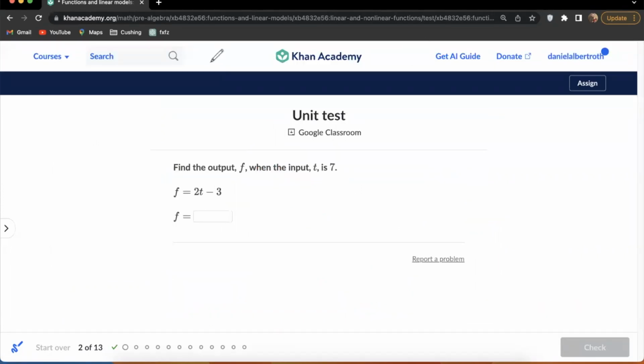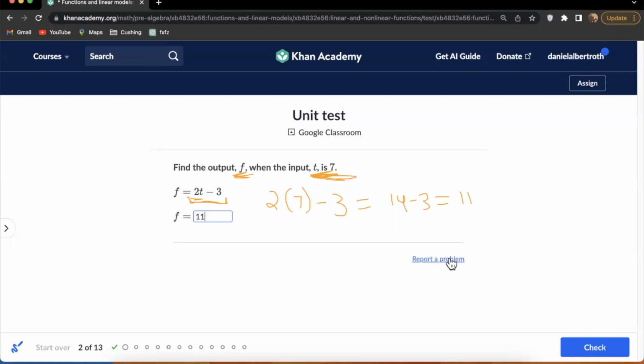All right, this question says, find the output F when the input T is 7. So this is a function. It's in terms of T. So the input is going to be T, and we're going to put in 7. What the function says to do is to take 2 times T. So I'm going to take 2 times 7, and then it says I should subtract 3. So F is going to equal 2 times 7 minus 3. That's going to be 14 minus 3. So when the input T is 7, the output F is 11.